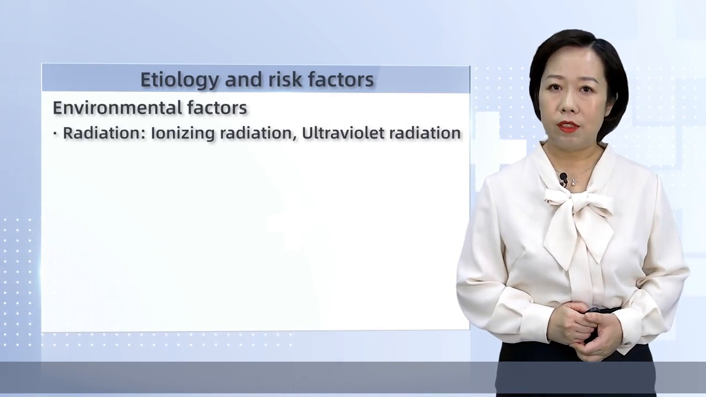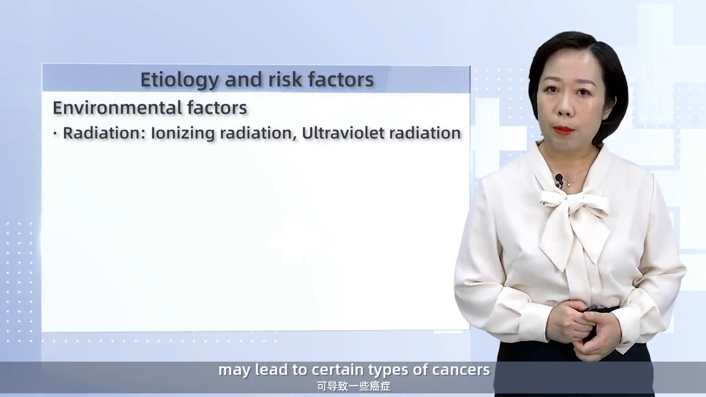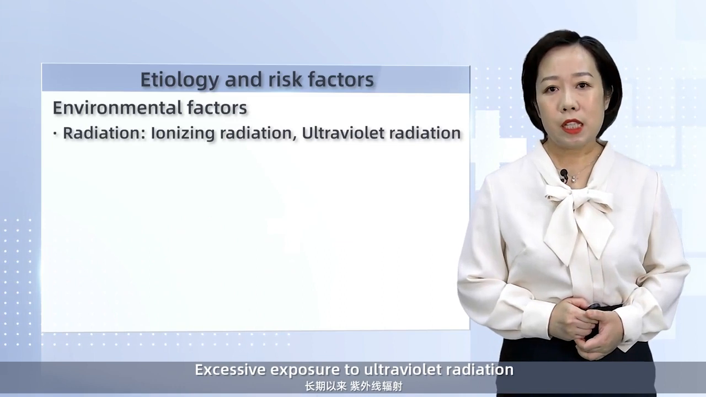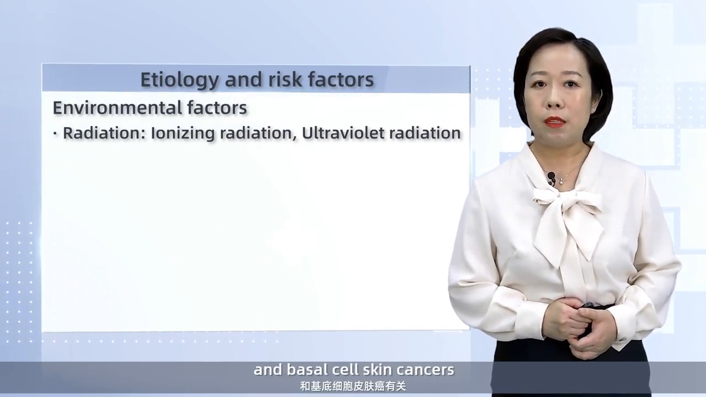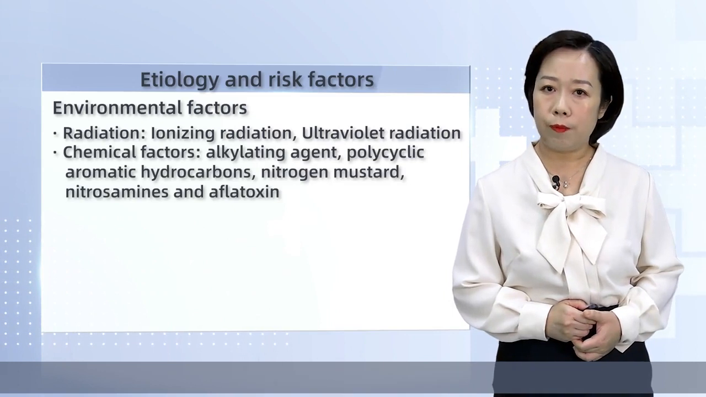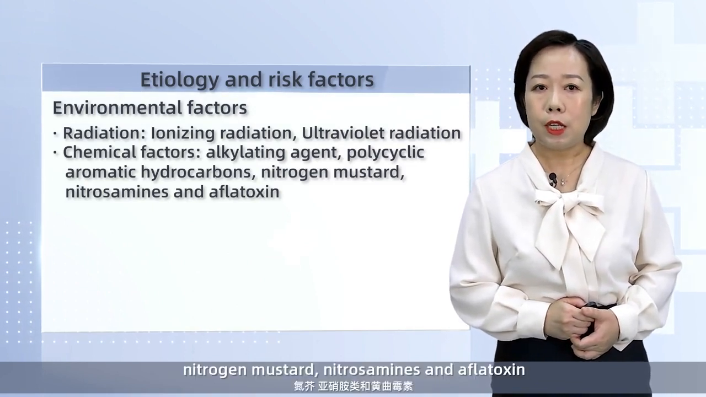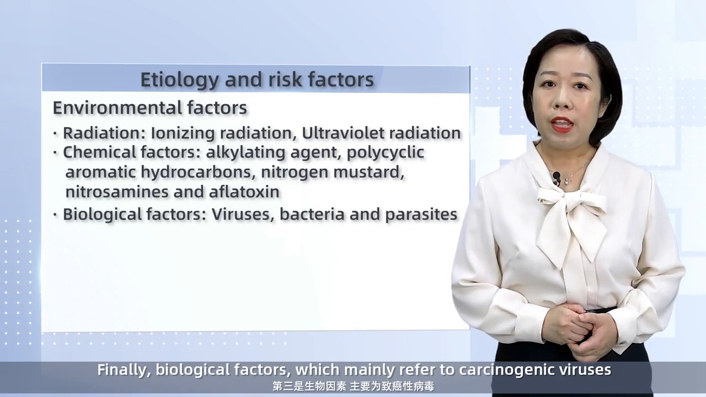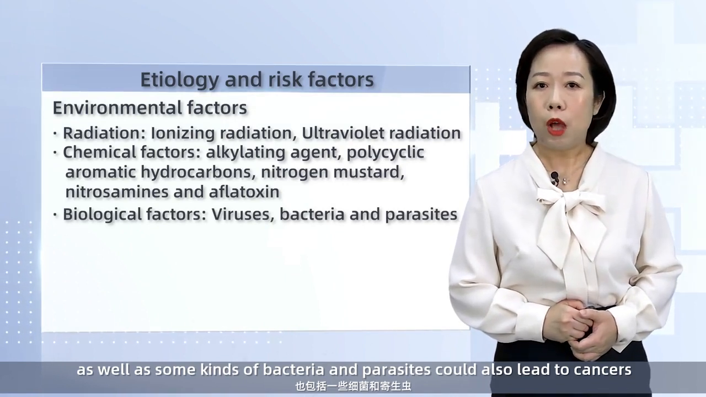First, radiation. Long-term exposure to ionizing radiation without protective measures may lead to certain types of cancers, such as leukemia, lung cancer, skin cancer, etc. Excessive exposure to ultraviolet radiation has long been associated with melanoma, squamous, and basal cell skin cancers. Secondly, many chemicals have been found to be related to cancers, such as alkylating agents, polycyclic aromatic hydrocarbons, nitrogen mustard, nitrosamines, and aflatoxin. Finally, biological factors, which mainly refer to carcinogenic viruses, as well as some kinds of bacteria and parasites, could also lead to cancers.